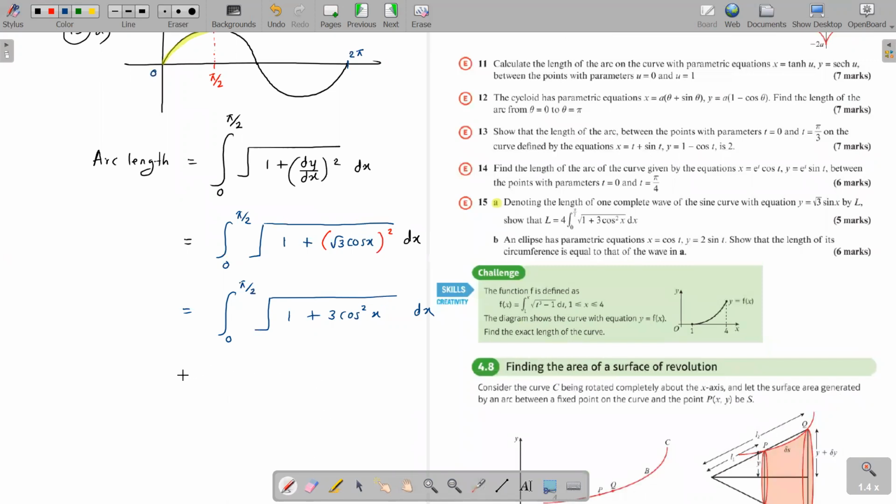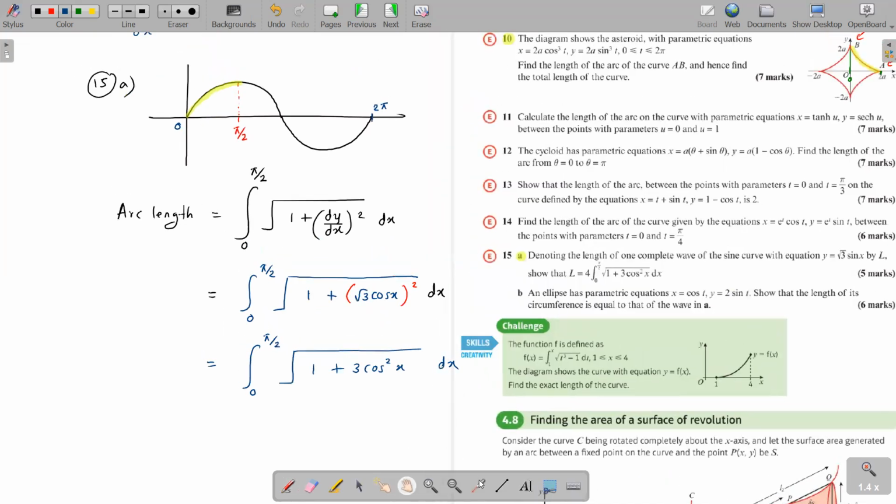So we got to show that, right? 1 plus 3 cos squared x, I got to show that. This is not the full arc length, this is a quarter of the arc length. To get the full arc length, I should multiply this answer by 4. So it's 4 times this, and this is the show that. They are not asking you to integrate, they are just asking you to get the show that. Okay, is it clear?